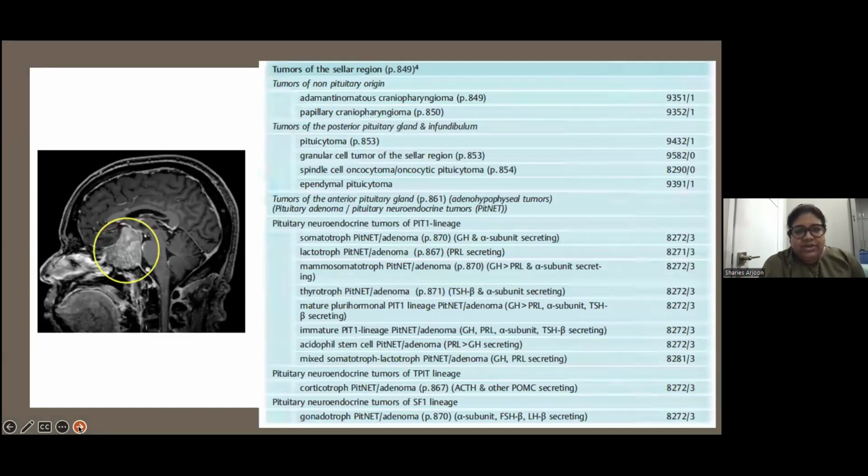Tumors of the sellar region were divided into tumors of non-pituitary origin, tumors of the posterior pituitary gland and infundibulum, and tumors of the anterior pituitary gland, or the pituitary adenomas, pituitary neuroendocrine tumors, or PitNETs.